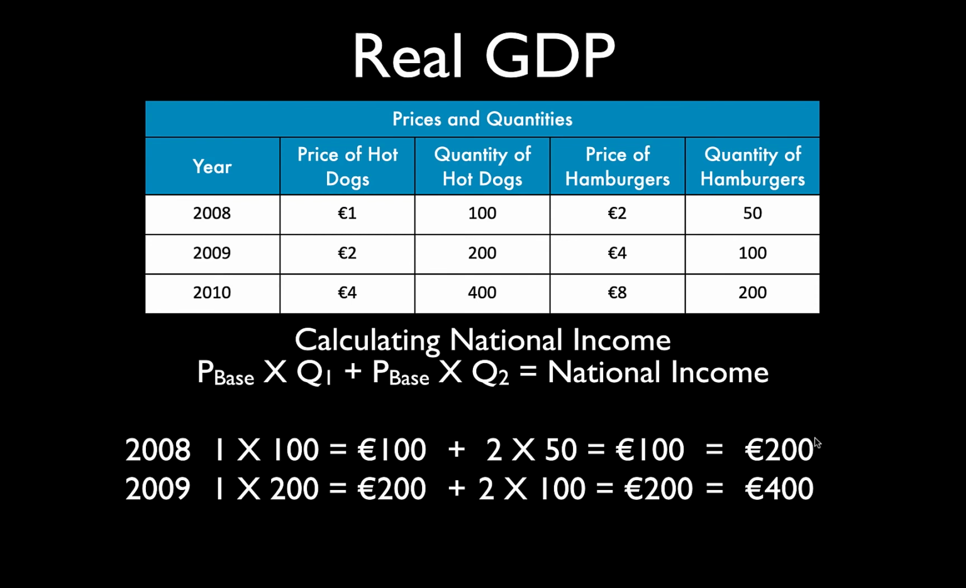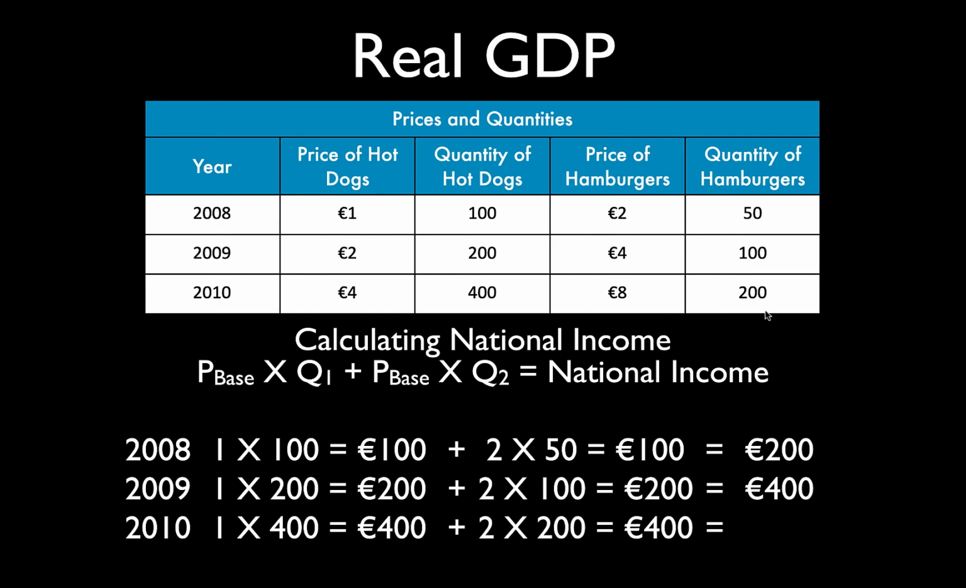Now let's look at calculating real GDP for 2010. Okay, well, we don't want inflation to play a part, so what I'm going to say now is that I'm going to use the price of hot dogs in 2008, still sticking with the base year, but the quantity of hot dogs in 2010. So it's 1 times 400, which equals €400. The price of hamburgers in 2008 times the quantity of hamburgers that was produced, it's 2 times 200, which is 400, and that is €800. That is a national income of €800.